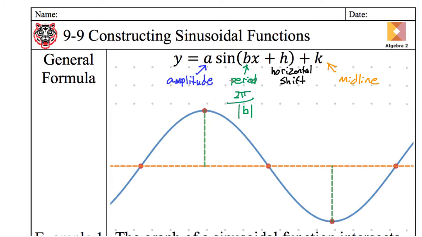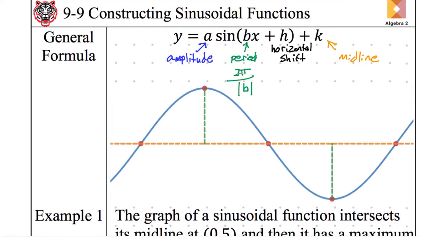Okay, so this is all review still. I want to do some review of the graph. So on the graph, again, our amplitude is how far you are away from the midline. So this is the amplitude, this distance from here to here. We, of course, have the midline, which is this yellow line. Amplitude is the same distance from here to here. It's always positive. Horizontal shift, we're not going to worry about.